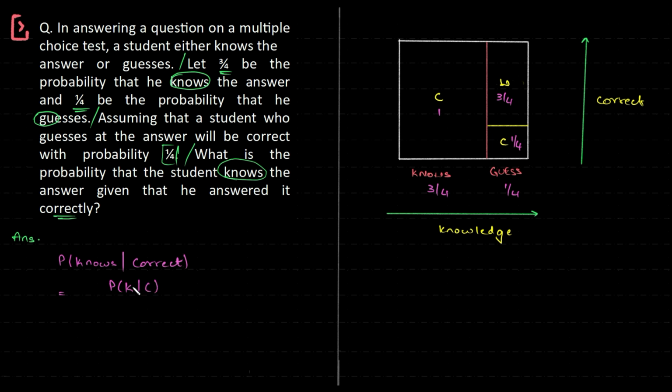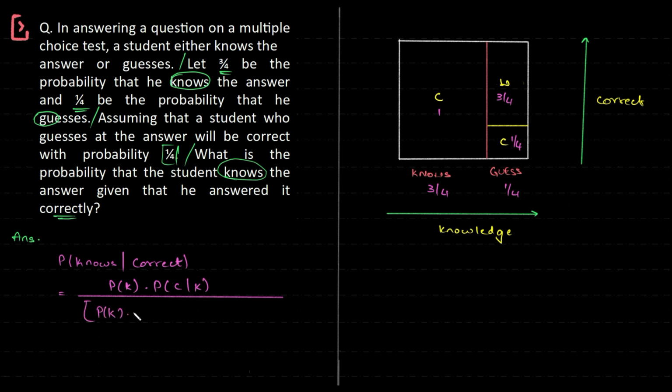He got it correct. Sorry, I'm writing the same thing again. He is correct. Okay, no. He knows the answer, and then he's correct and he knows the answer. So this is the numerator. So we have the denominator to look something like this.